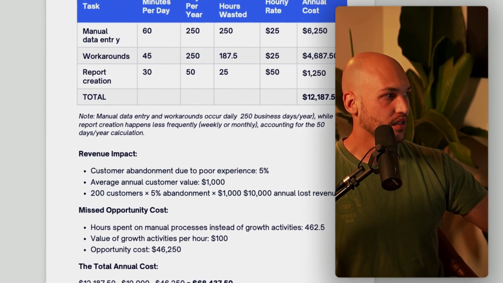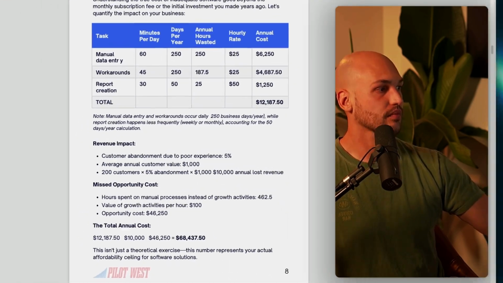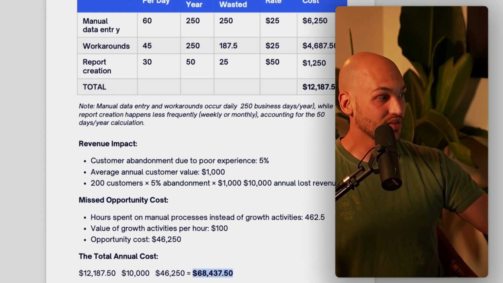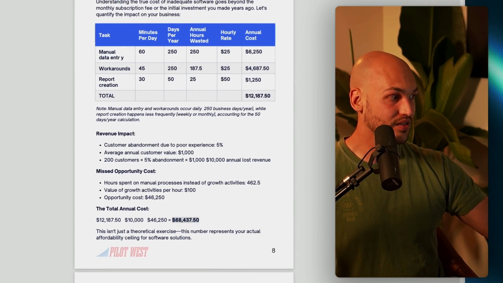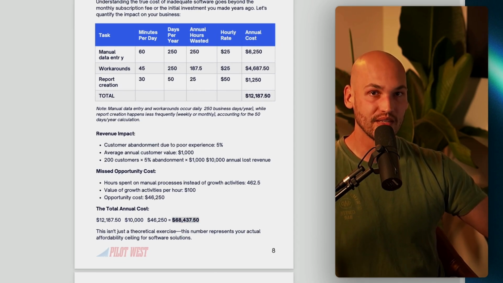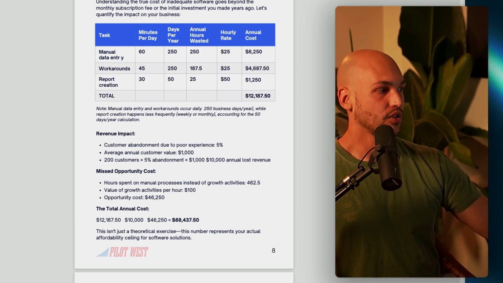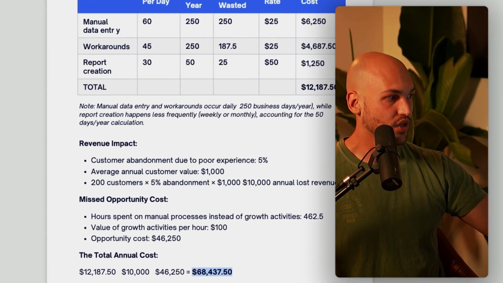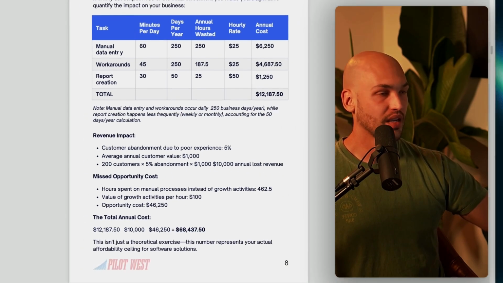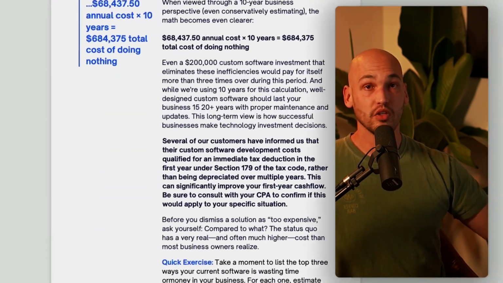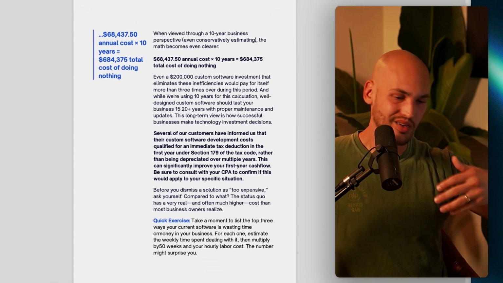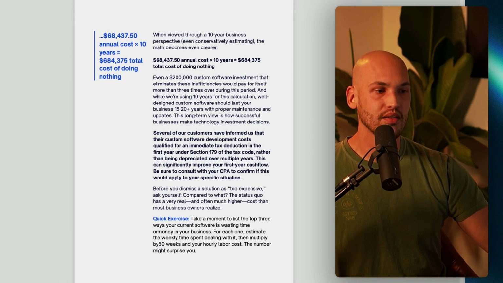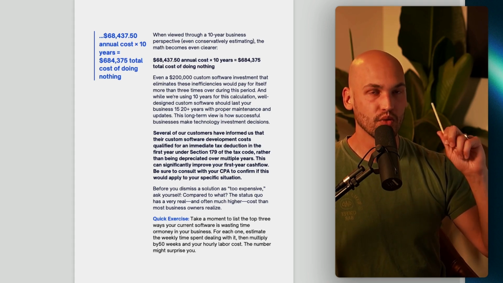So if we take the total annual cost and we take the revenue impact and then we take the opportunity cost, then conservatively, I'm looking at $68,437.50 in total opportunity cost, meaning that if I stay with my system, this is how much it is costing me per year in growth and in payroll. So you might say, well, 68 grand, that's not too bad for a 7-figure business. But what you have to understand is this is really where business owners get this wrong.